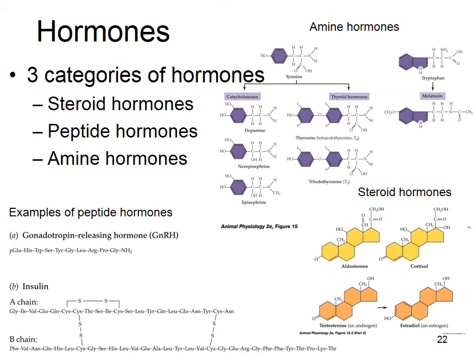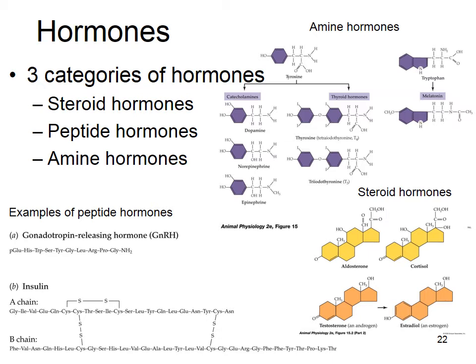Dopamine is also a catecholamine, and it's also water-soluble. So all the catecholamines are water-soluble. Thyroid hormone's also made from tyrosine, but it's not water-soluble. Thyroid hormones are hydrophobic.